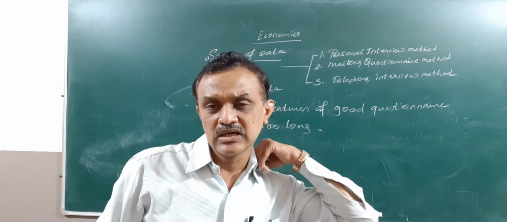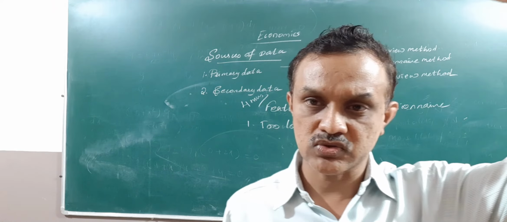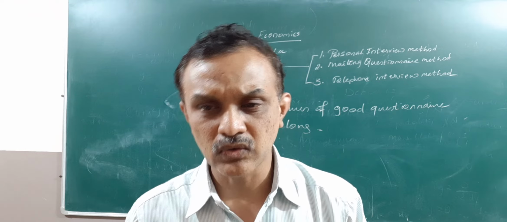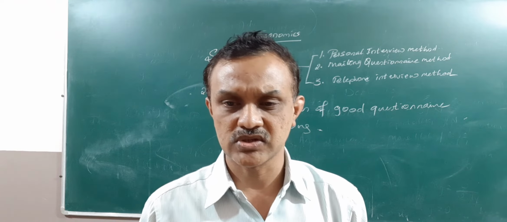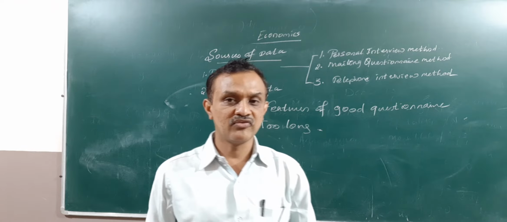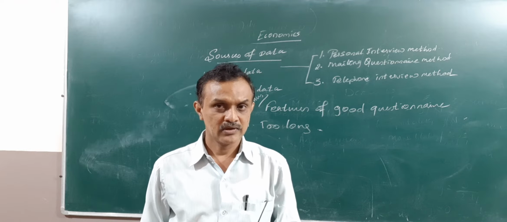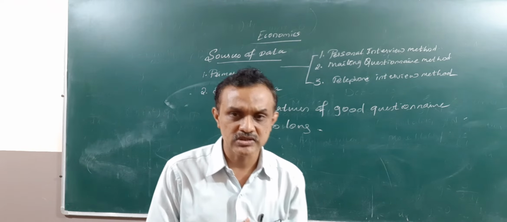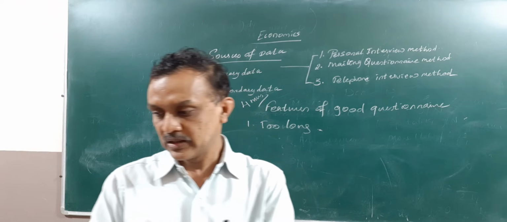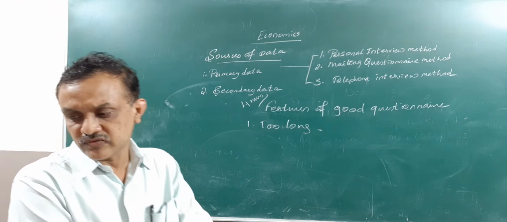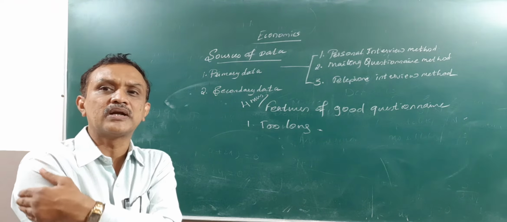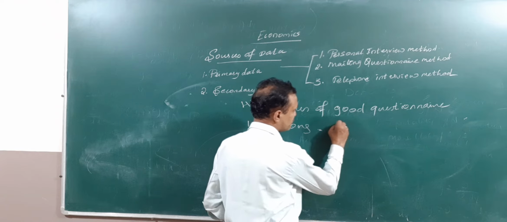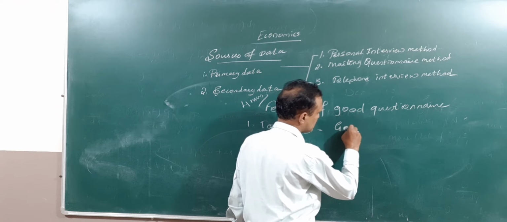You should not go on asking 50 to 60 questions in a particular paper. It should be a minimum, like 10 to 20 or 25 to 30 questions, so that a respondent will feel like answering. The number of questions should not be too long. The next one is that the series of questions should move from general to particular.